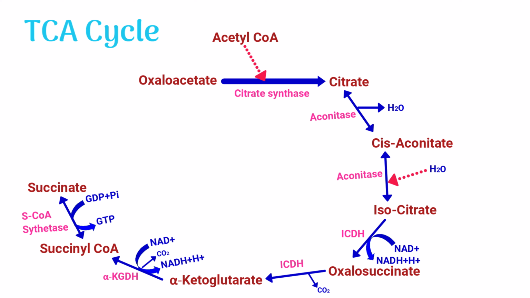In the next step, succinate dehydrogenase enzyme converts succinate into fumarate. Again, this is a reversible reaction. FADH2 is produced in this reaction.